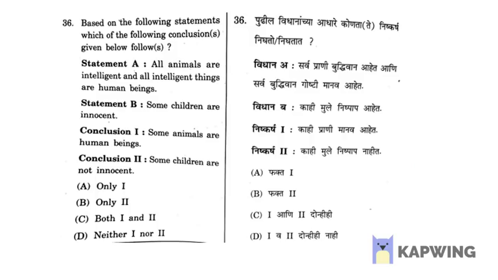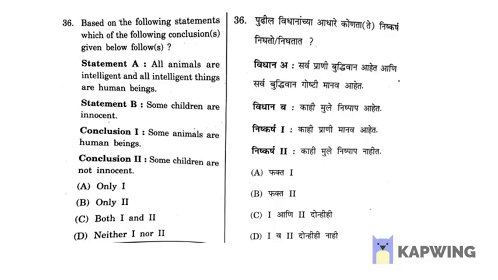So this is the question I am discussing here. They have given two statements, and based on these two statements they have asked what conclusion can come out of the statements. The first statement is all elements are intelligent and all intelligent things are human beings, and the second statement is some children are innocent. The first conclusion is some animals are human beings.